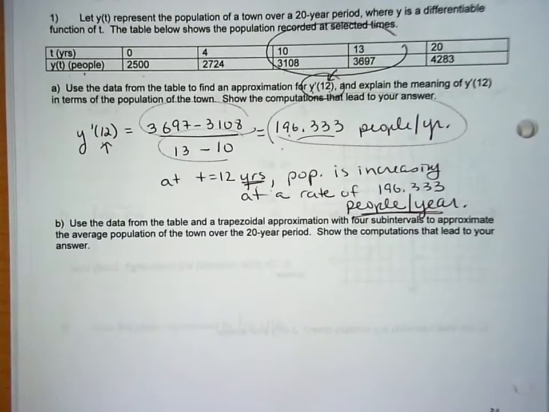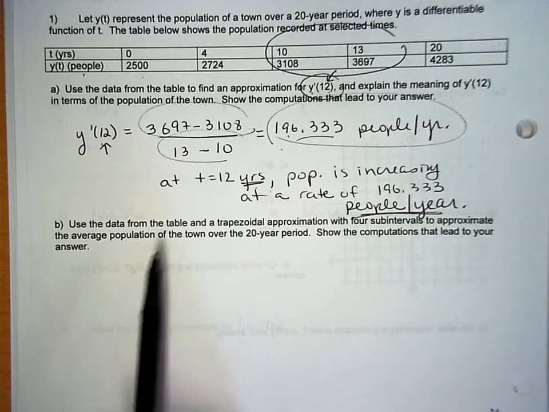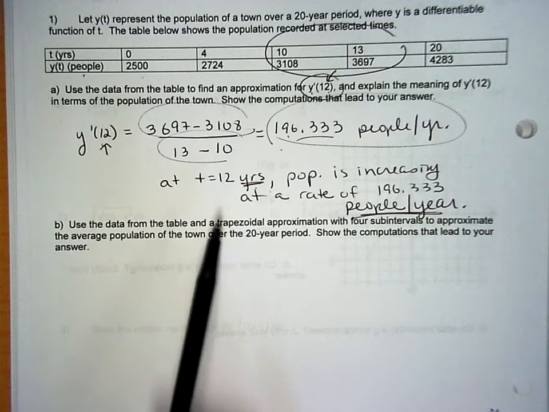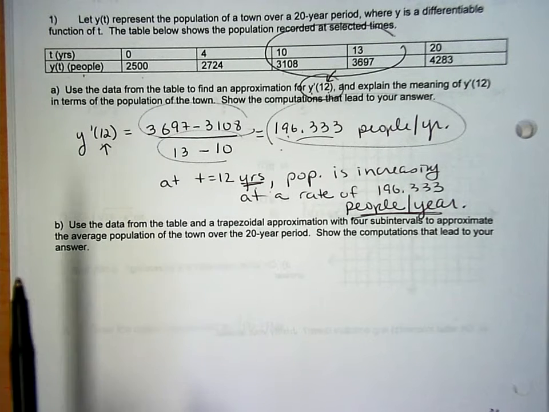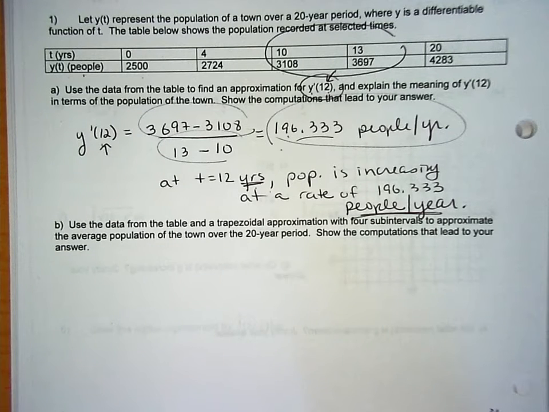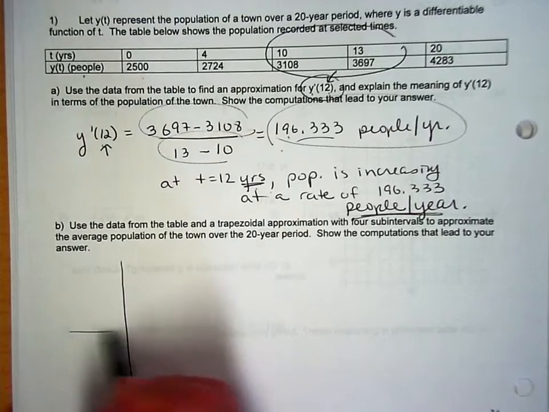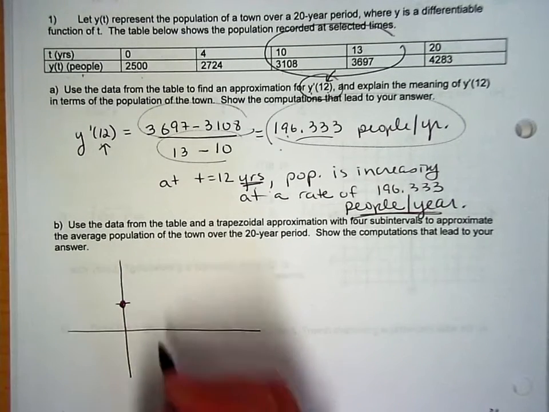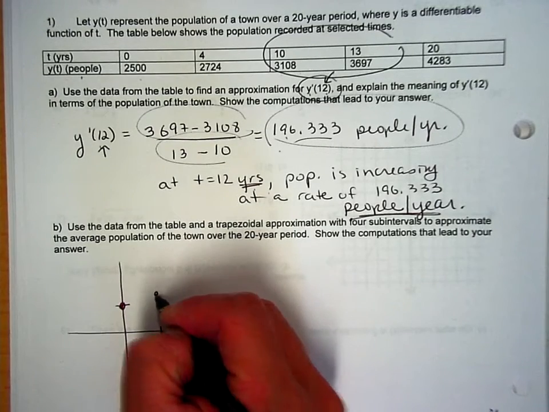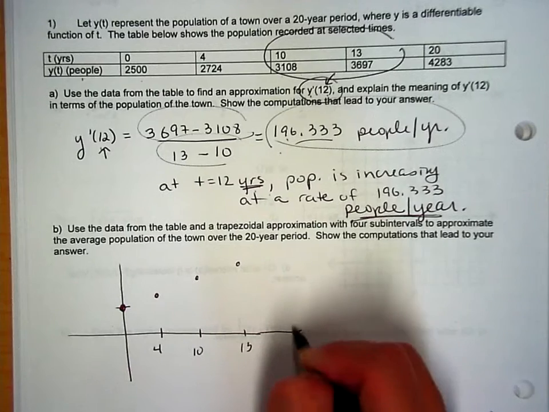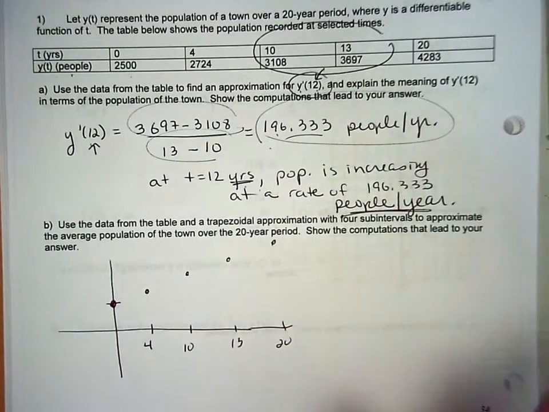Okay. Now, the next thing is, it says use the data from the table to do what's called a trapezoidal approximation. So this is a new piece here. A trapezoidal approximation is basically a Riemann sum, but instead of using rectangles, we're going to be using trapezoids. So let's think about this data table here. I'm going to make a rough plot of these points. So let's say 0, 2500 is here. 4, again, rough sketch. Let's say this is 10, this is 13, and 20 is all the way over here.